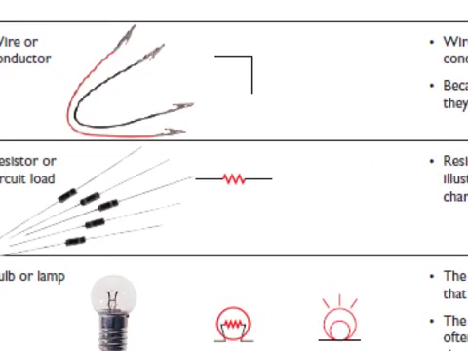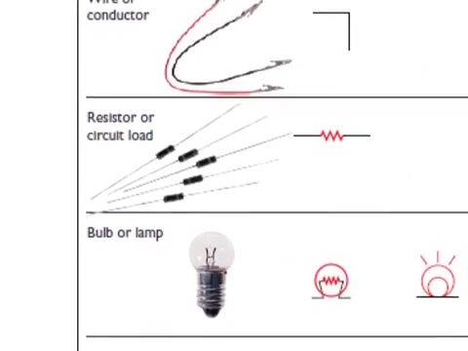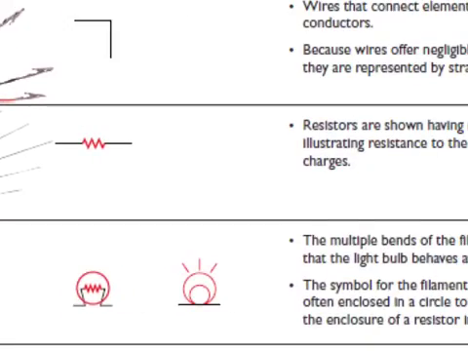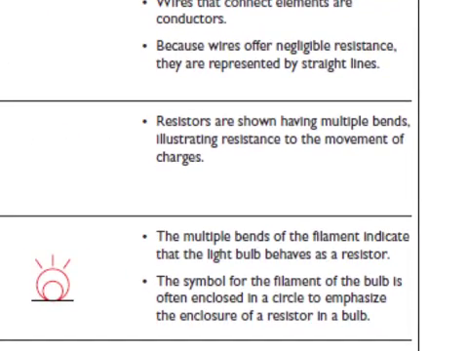Second is a resistor, or what's called a circuit load. Something that can take on the potential difference in the circuit. Something that can use up the energy. That's what a resistor really is. Can I get, it's just one sentence here. Luke? Resistors are shown having multiple bends, illustrating resistance to the movement of charges.